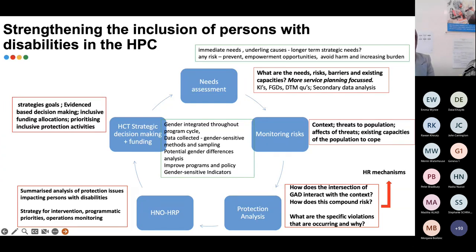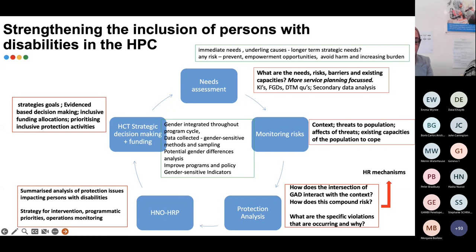While what are the needs and how to define these needs is based on several actions that we can take. Is it through focus group discussion, consultation of persons with disability, collecting secondary data, or sometimes using some of the existing tools like the displacement tracking matrix, that there are some available tools that you can use to be able to consult and discuss with persons with disabilities. While through the monitoring of risks, look to the context and the threats to the population, how the threat is affecting and the impact of these threats and existing capacities of the population and how people are coping with these threats. So you are not proposing the intervention, but you are listening on how people were able to cope with these effects.